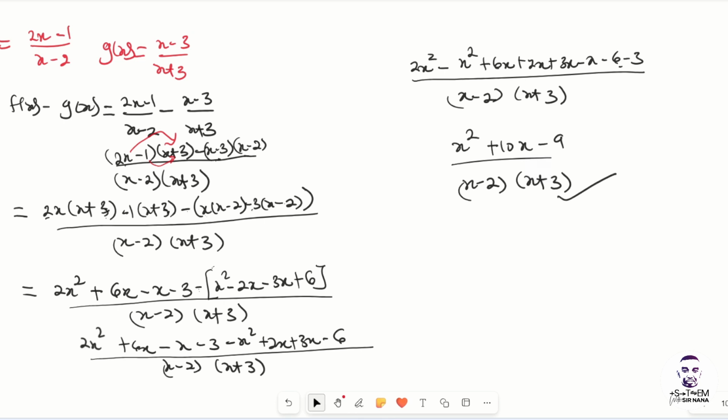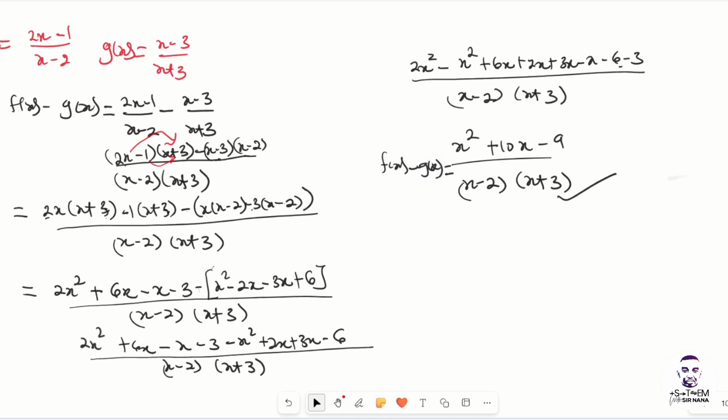So we've simplified the expression, right, into its simplest form. So therefore we say that f of x minus g of x, right, is equal to x squared plus 10x minus 9 all over x minus 2, x plus 3.